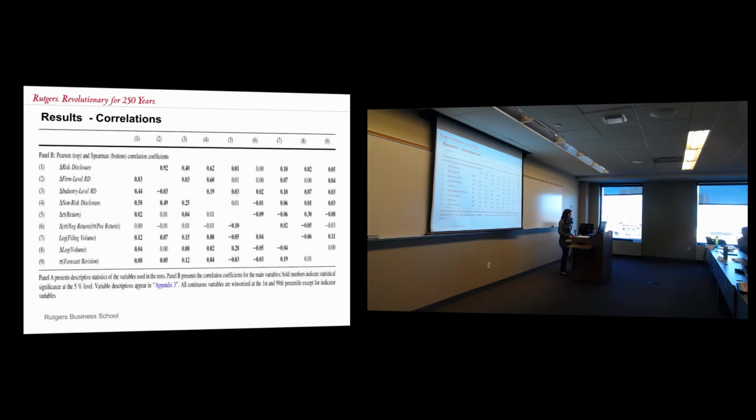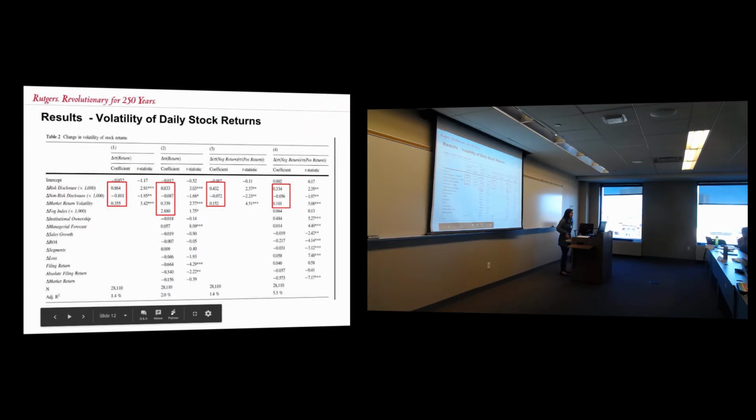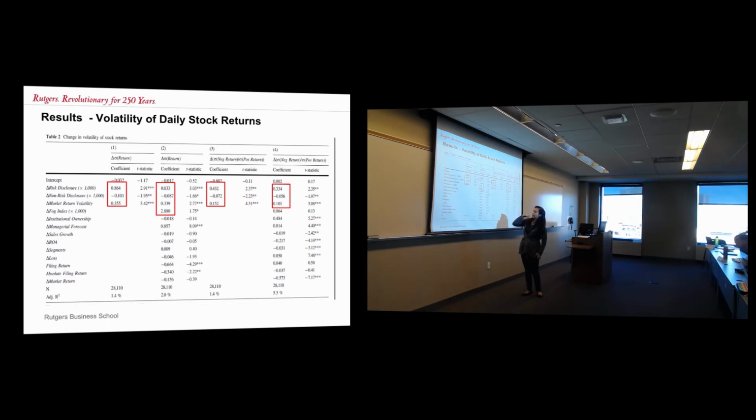Okay. These are just correlations. Nothing new. Then their analysis of the volatility of daily stock returns. Here, they're pretty much finding consistent evidence that the more risk disclosures entities disclose, the higher the volatility. This is the first model, and the second model has the same pattern, but with additional control variables. Then models 3 and 4 look at the volatility of negative returns compared to positive returns, and it's pretty much consistent with their hypothesis that negative returns are more volatile.